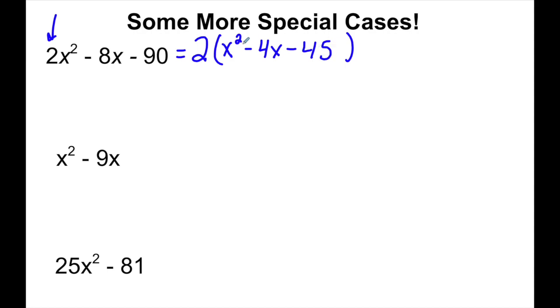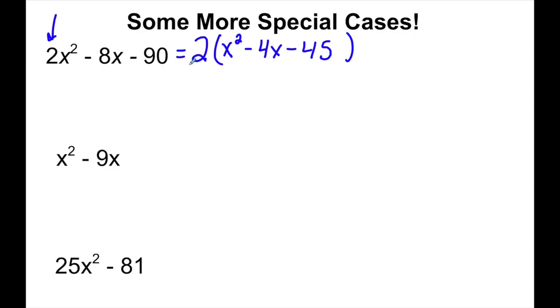Okay? Because you can see if I take the 2 and redistribute it, I get 2x squared minus 8x minus 90. So these must be equivalent to each other. But now you see, I don't have to worry about factoring when a is more than 1 anymore. If I do, well, I'll show you what happens, but I don't have to think about that. And that's cool because it's easier to factor when a is 1.